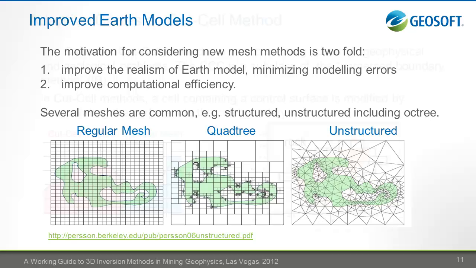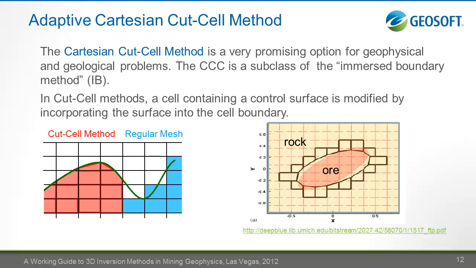Now, what I'd like to present in this work is the Cartesian cut cell method. We believe it's a very promising option for geophysical and geological problems. It's basically a subclass of the immersed boundary method and has been in use for, I suppose, 30 to maybe 40 years in one form or another. And in cut cell methods, any cell containing a control surface, such as a topography or a fault or any ore zone boundary, is modified by incorporating that control surface into the cell boundary.